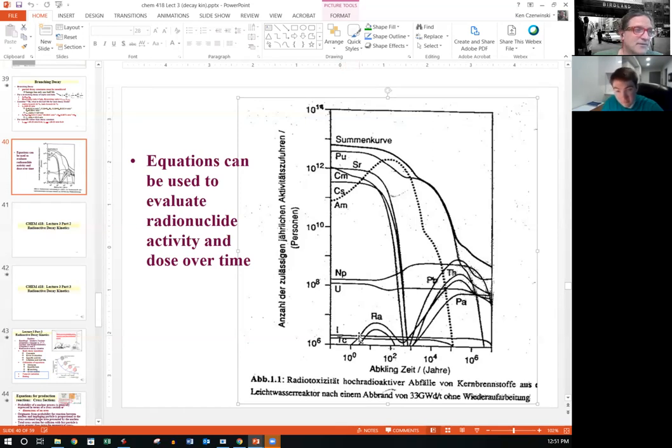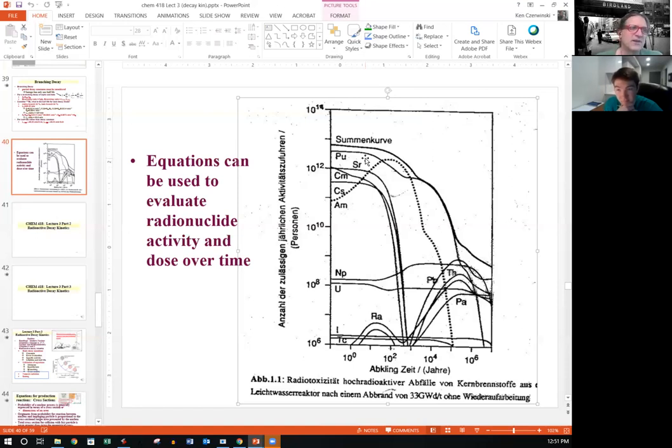So if you talk about a repository, it's these elements that are at the bottom that tend to migrate. Something like plutonium is rather insoluble. It's like talking about zirconium or titanium. It's not very soluble. It's basically like a rock. However, it's also radioactive, so it's got that difference.